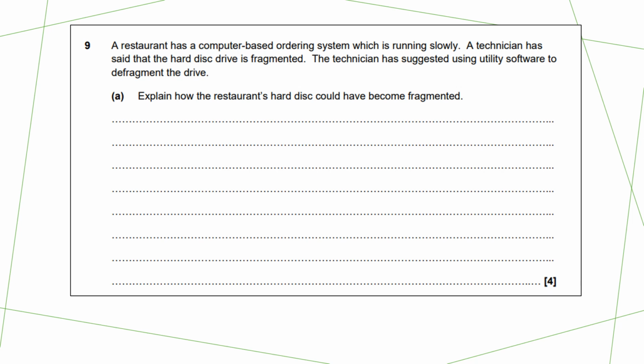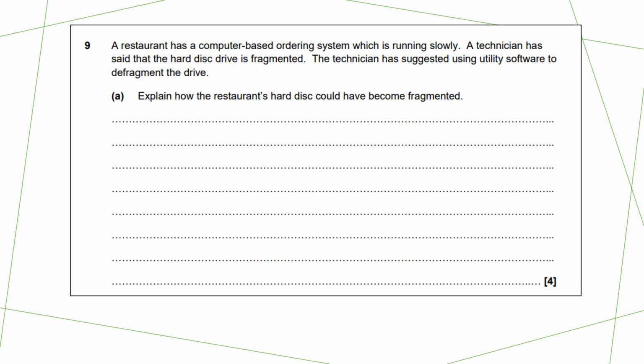So question 9, a really challenging question. A restaurant has a computer-based ordering system which is running slowly. A technician has said that the hard disk drive is fragmented. The technician has suggested using utility software to defragment the drive. Explain how the restaurant's hard disk could have become fragmented.